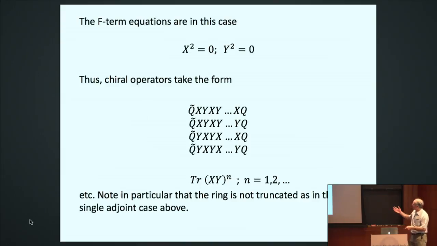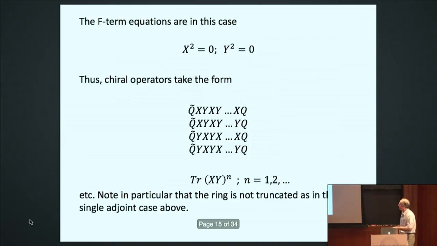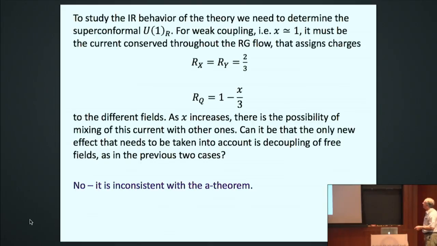And so that already tells you that something fishy is going on because it's hard to see how this kind of spectrum is going to be reproduced by any gauge theory with a different gauge group. So the next thing you think is, well, OK, maybe it's like these W equals 0 examples, where everything is OK, the ring is not truncated, but there's no problem. Well, that doesn't work either for the following reason. So if you try to go in this direction, you would say there is a unique U1R, which assigns, it turns out, these kinds of charges to the fields.